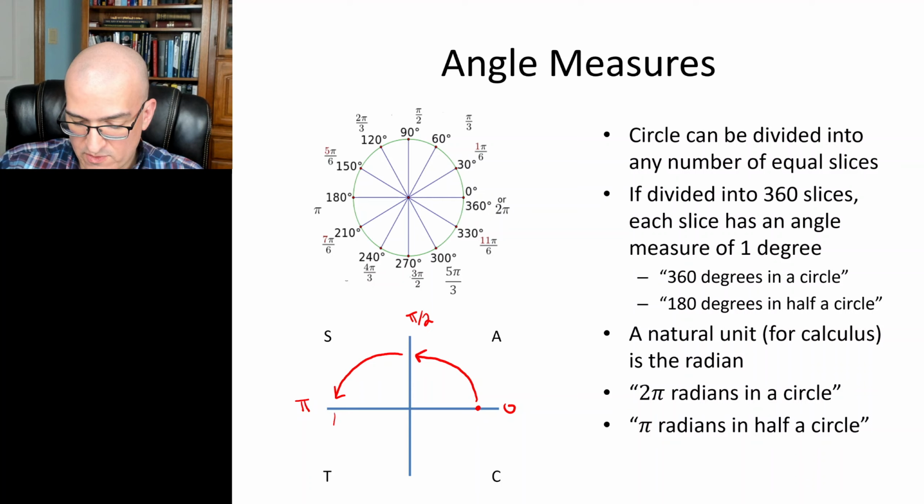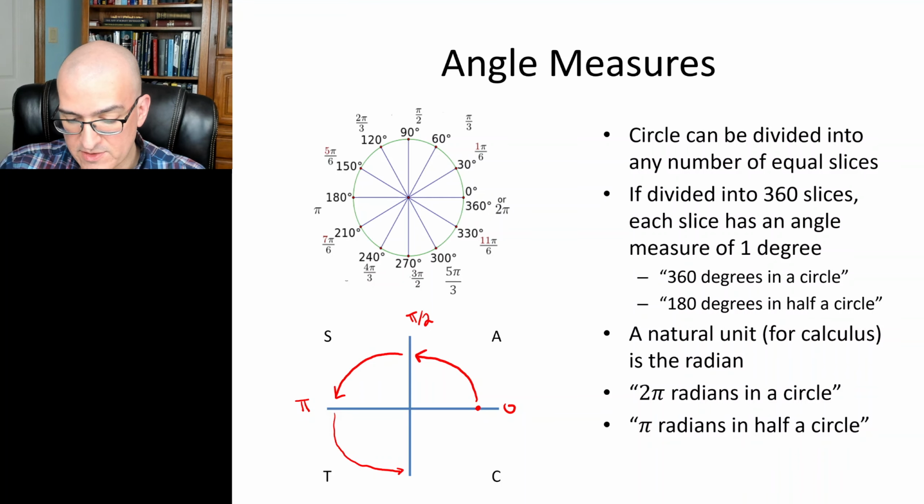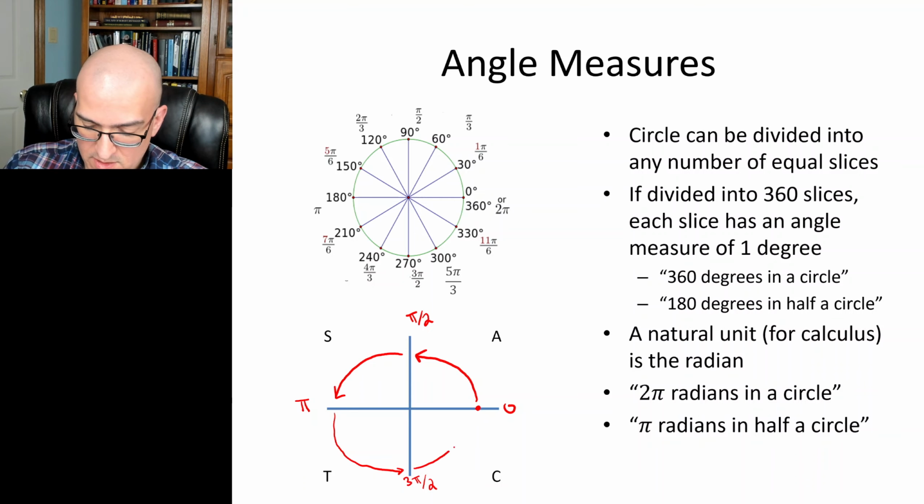And if we go just a bit past that, we're into the T quadrant, which is angles between 180 and 270. And then down over here is 3 pi over 2, 270 degrees. And then if we increase the angle a little bit more beyond that, we're inside the so-called C quadrant.